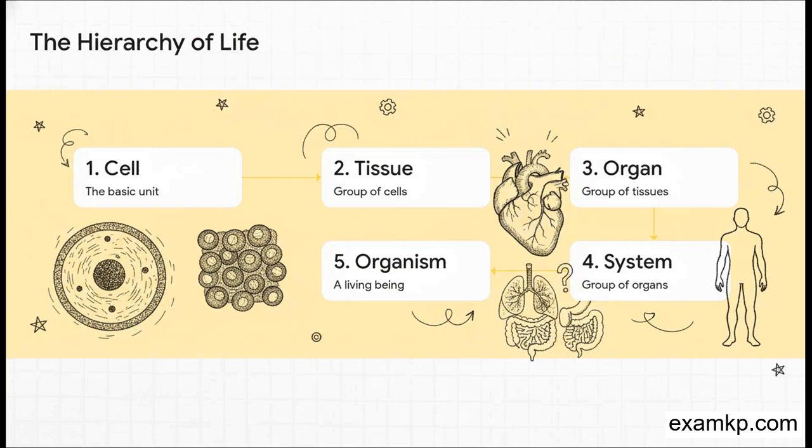So this right here is the crucial takeaway, this hierarchy. It always goes cell to tissue, to organ, to system, and finally to organism. It shows that perfect increase in complexity. And I guarantee you, JAMB loves to ask questions where you have to put this in the correct order, so you have to memorize it.